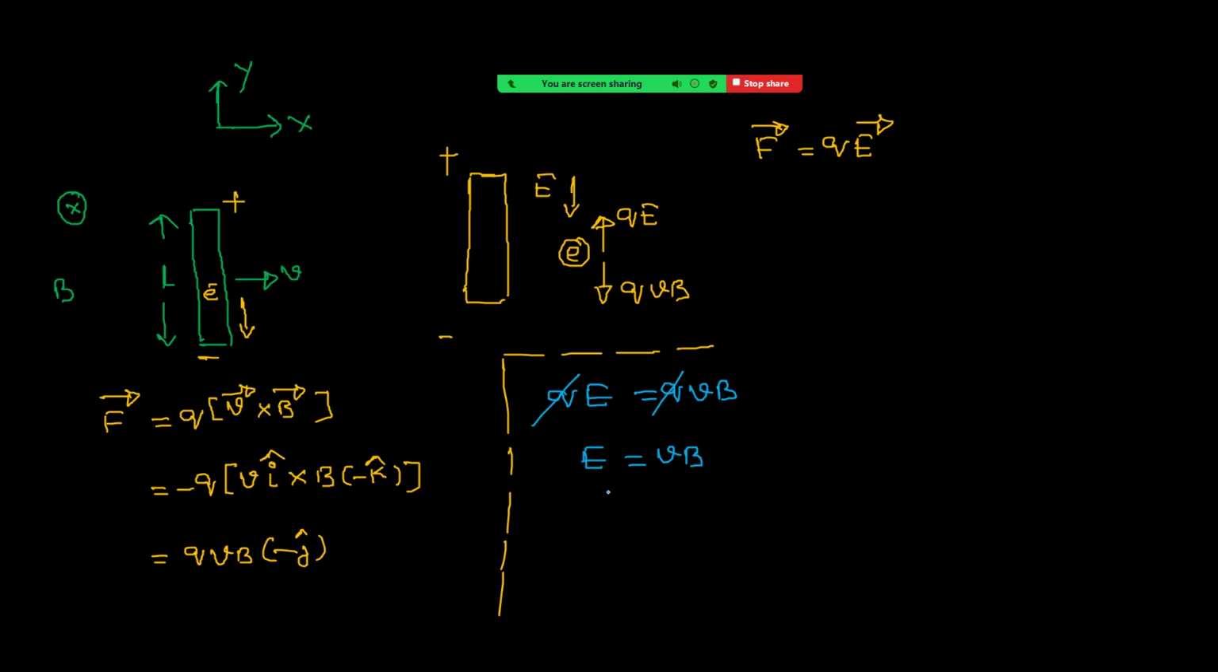And this field is uniform. Since the field is uniform, the potential difference across the ends is equal to E into L. That is now L into V into B. This is the potential difference across the ends of the rod. Let us see the next problem.